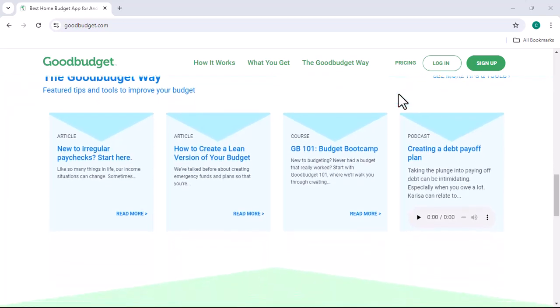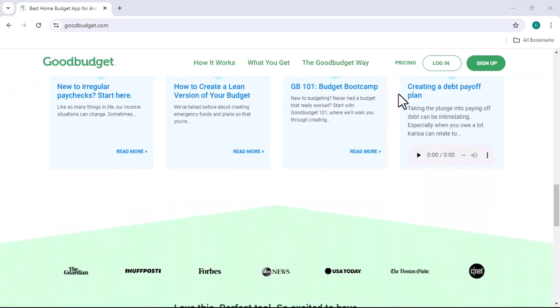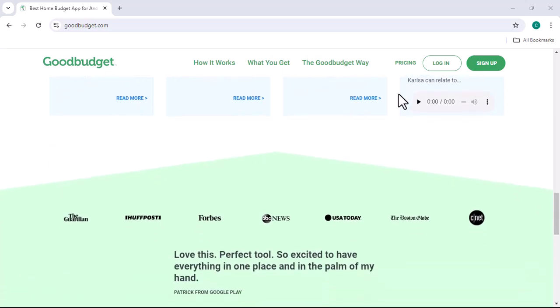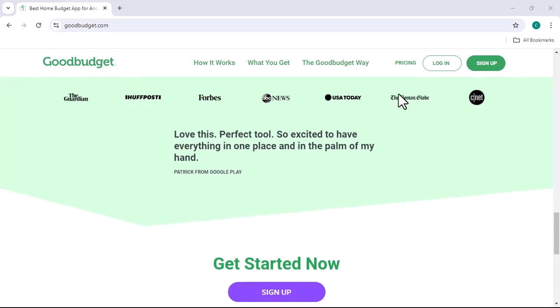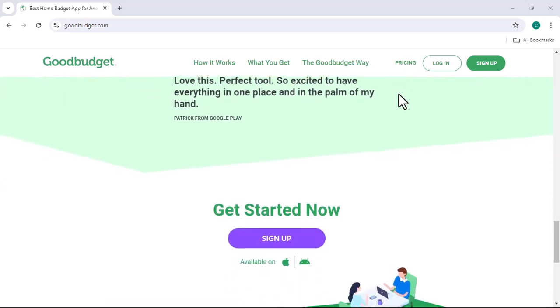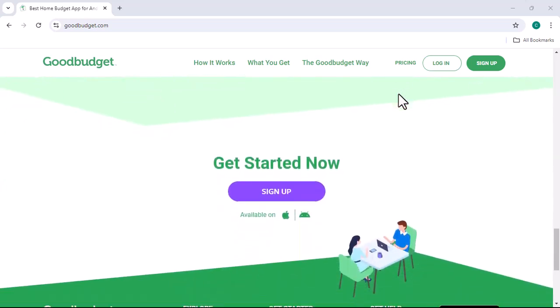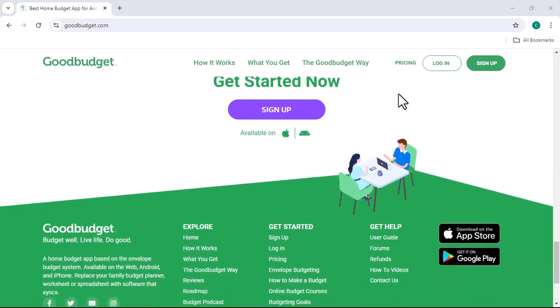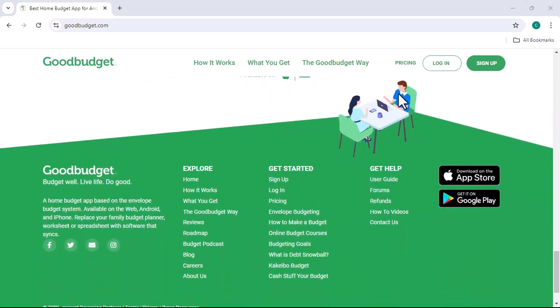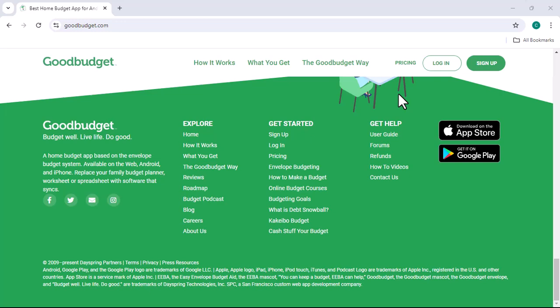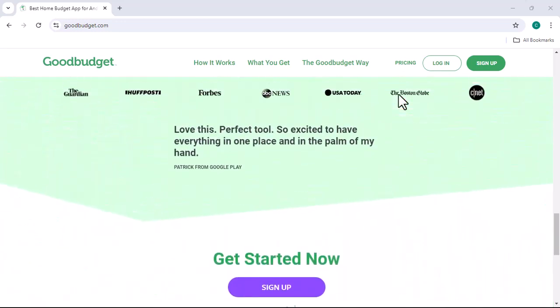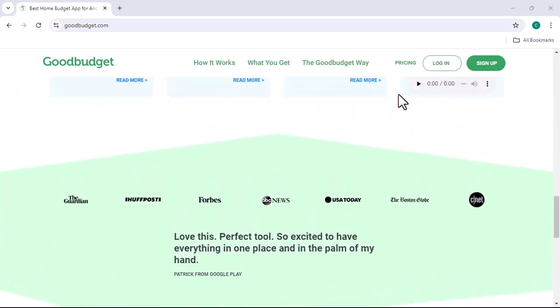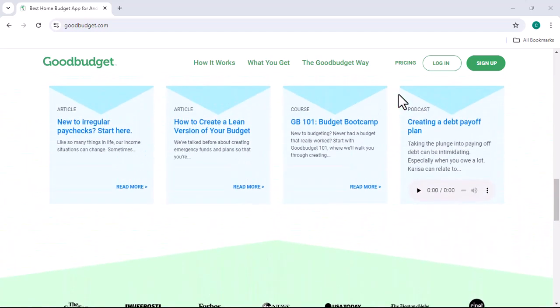So, who is the free version of Goodbudget ideal for? It's perfect for beginners who are new to budgeting and want to try out the envelope system without any financial commitment. It's also great for students, young adults, or anyone who's on a tight budget and wants a simple and effective way to manage their money. If you're comfortable with manually entering transactions and if 10 envelopes are enough for your needs, the free version of Goodbudget can be a powerful tool for achieving your financial goals.